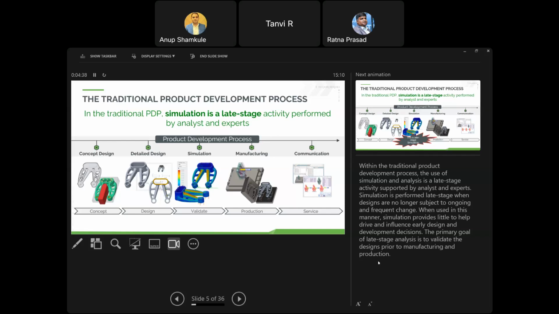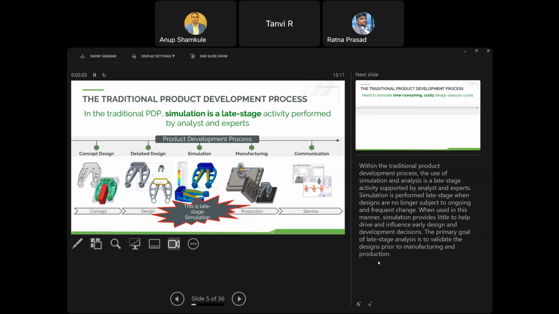Once the 3D model is done, we get into the validation phase, where we analyze the model in terms of its strength, its operability, or its life, etc. Different types of analysis might be possible. When we are doing this kind of analysis and some errors are found during simulation, again we have to go back either to the concept design phase or to the detailed design phase, and then do it again.